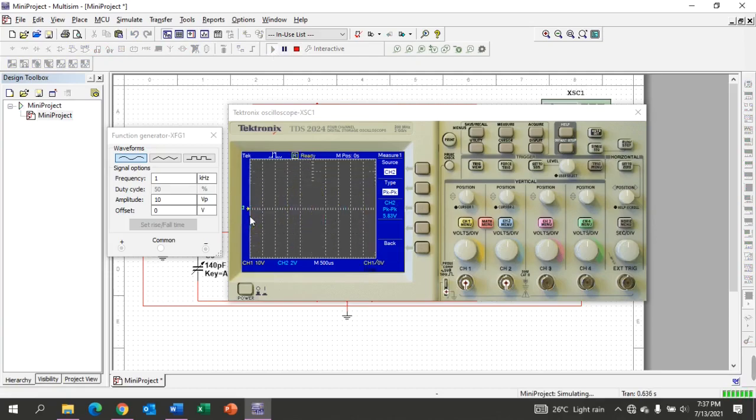As you can see here, the input is the yellow color and the output for the circuit is the green color. The input is a sine wave, but the output is clamping here, and it looks like a square waveform. The output is on channel 2, and the peak to peak for the output is 5.83 volts.